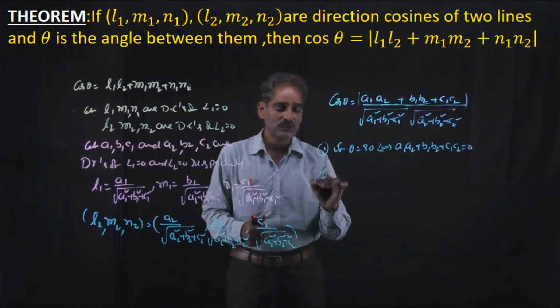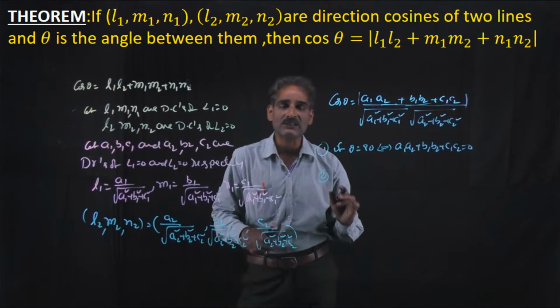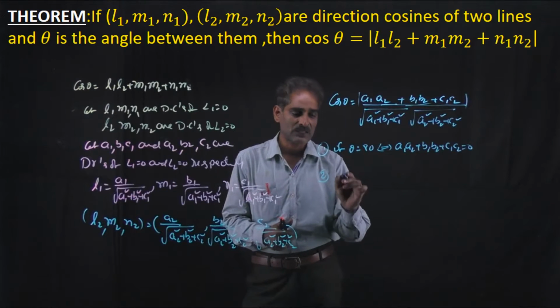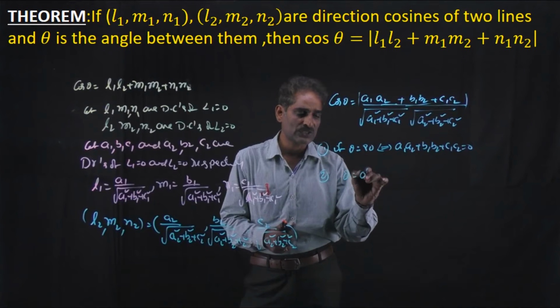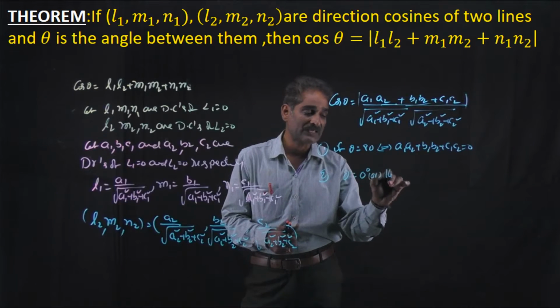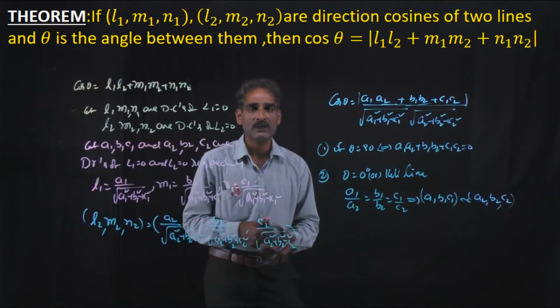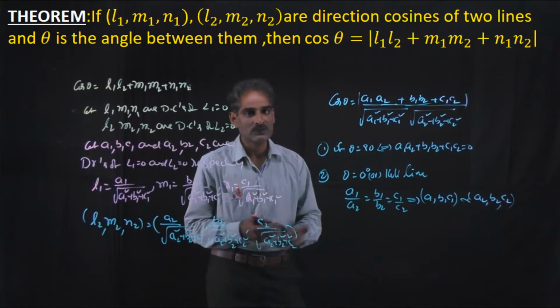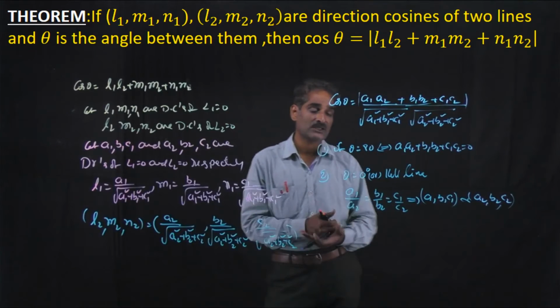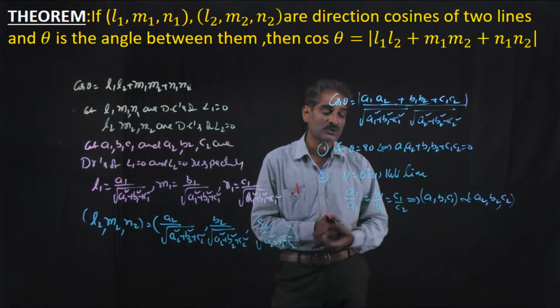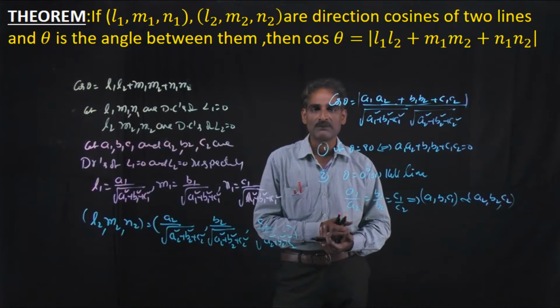So what about the relation between the DRs when the lines are parallel? That means if theta is equal to 0 degrees, or parallel lines, then what will happen? If the two lines are parallel, DCs of the lines are equal. For parallel lines, DRs are proportional. That means the ratios are equal, otherwise proportional.